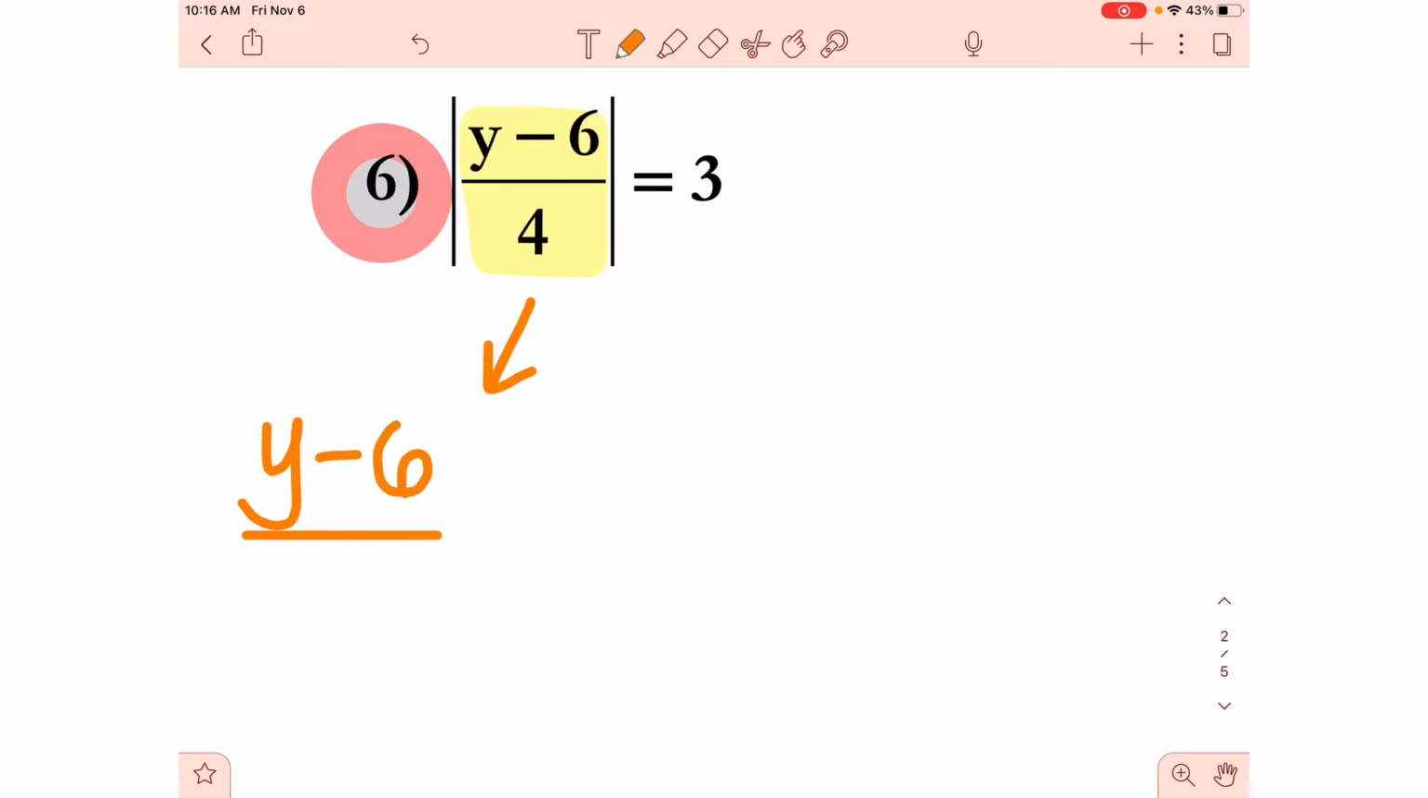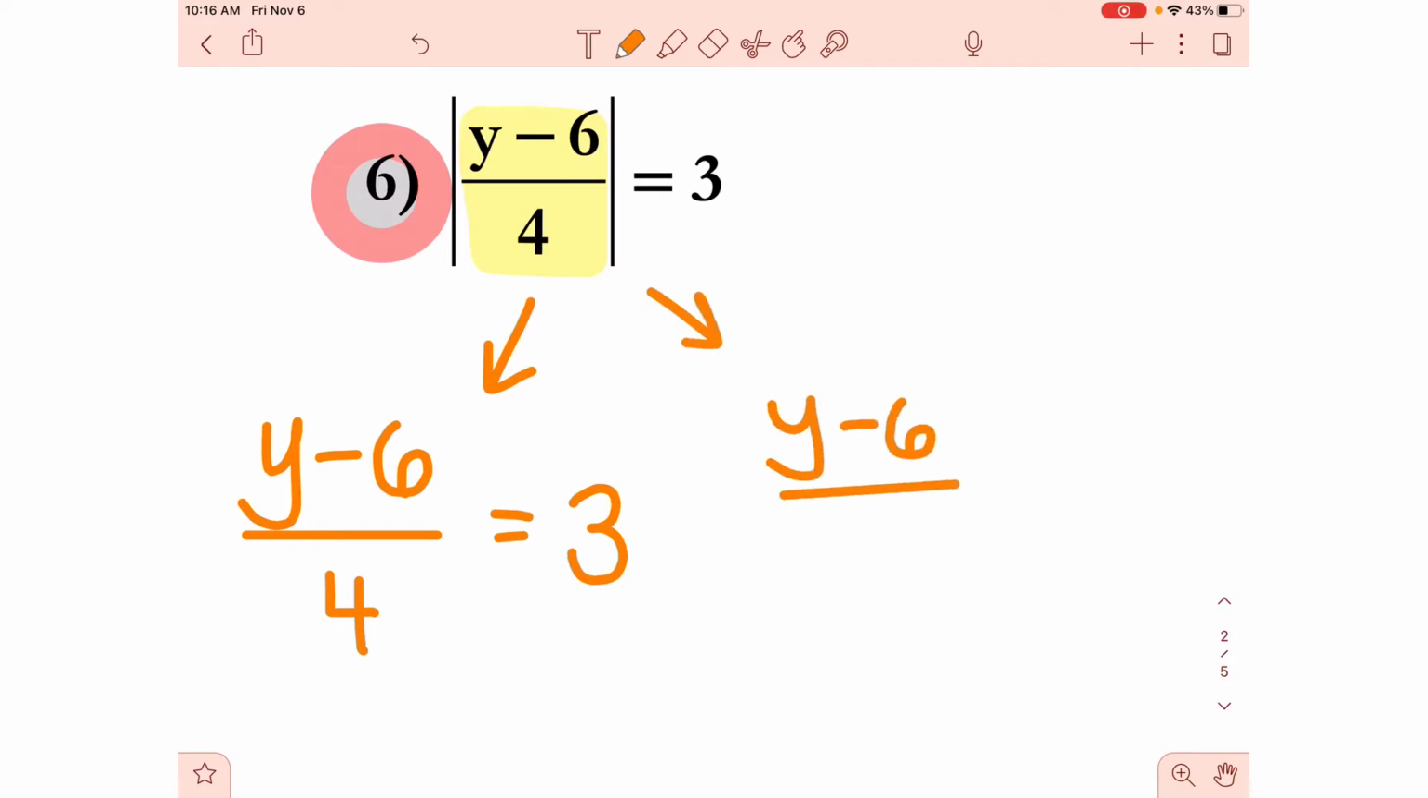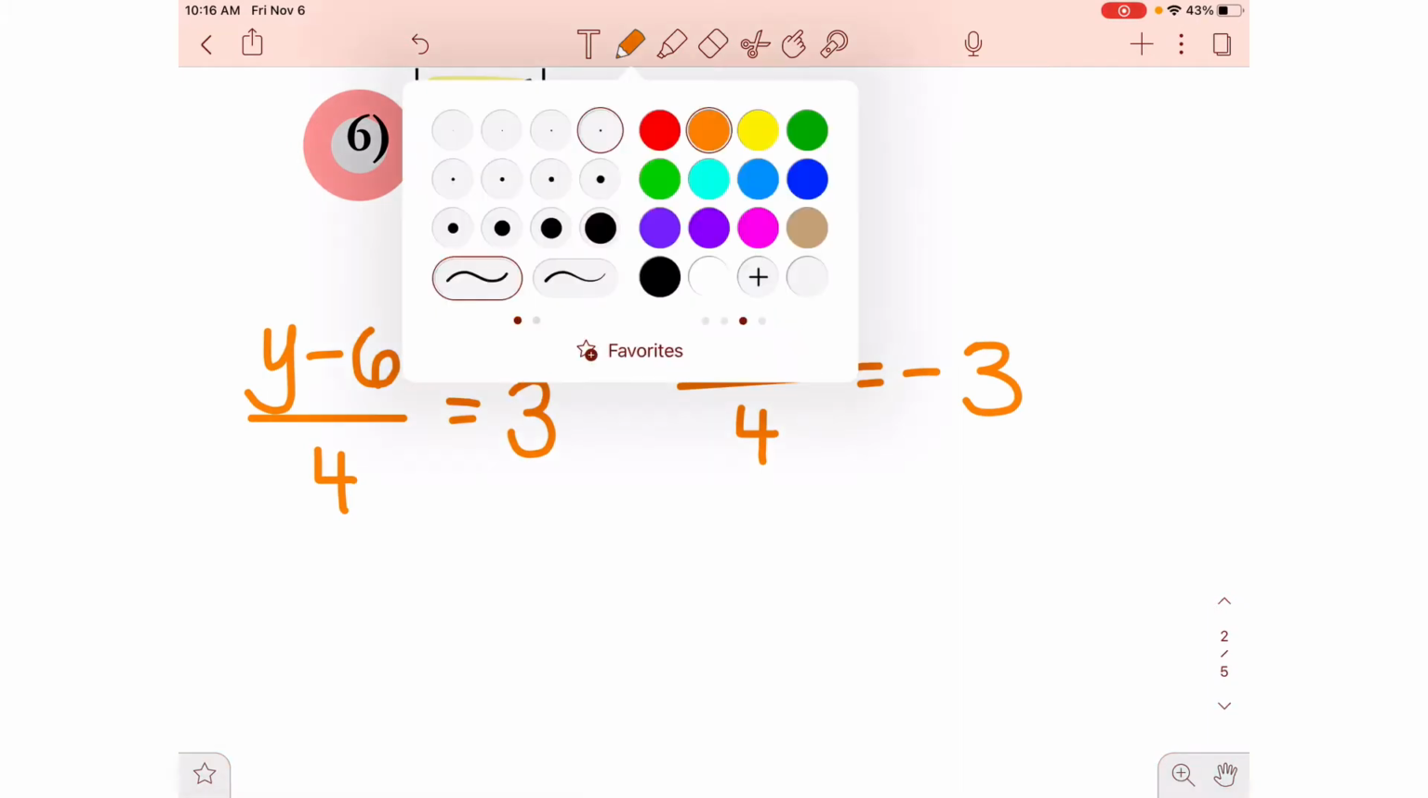Scenario 1 is that the inside of the absolute value equals 3. But scenario 2 is that the inside of the absolute value equals negative 3, because I still will get the right answer if that is the case. So let's solve both of these equations.